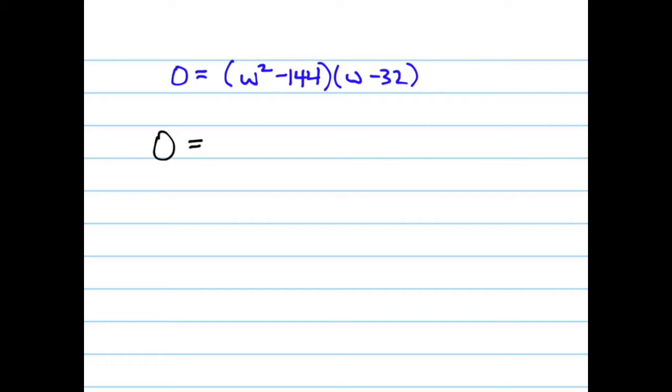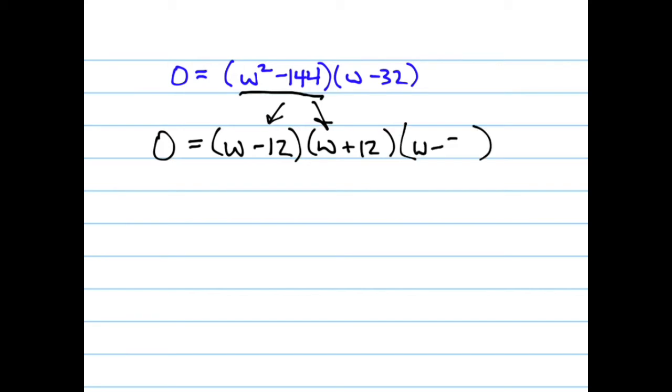Not by itself. But that whole thing altogether is a difference of 2 squares. Right? 2 terms, subtraction in the middle, and both terms are perfect squares. What's w squared the perfect square of? What's 144 the square of? 12. So we have w minus 12 and w plus 12. Okay, that's what this becomes. And we still have the w minus 32.